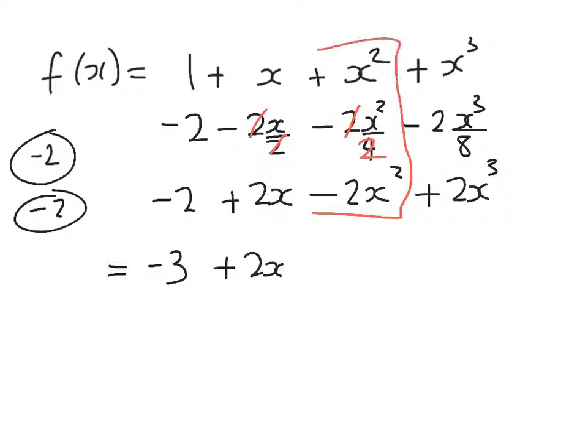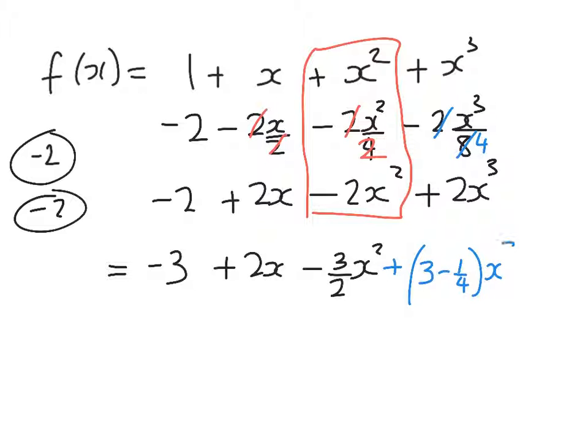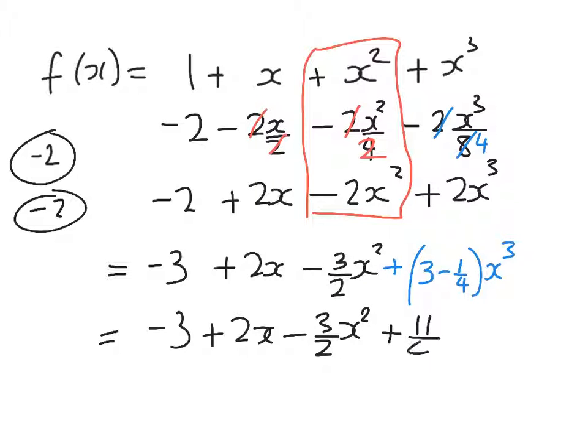So working with this lot, I've now got minus 3 on 2x squared. And lastly, in here, that's a 4. So let's do this bit explicitly. I've got plus 3 minus 1/4 x cubed. Sorry about the background noise. Minus 3 plus 2x minus 3 on 2x squared plus 11 on 4x cubed as required.